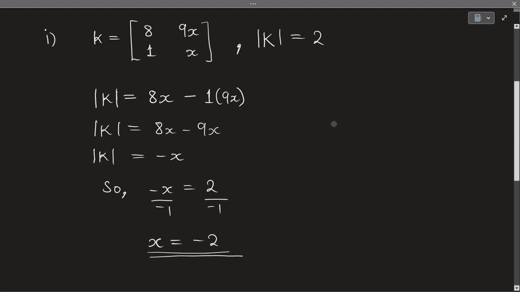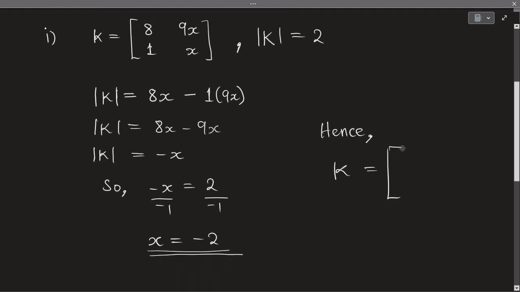Now, since we have x, we can easily write our matrix K. Our matrix K is going to be 8, 9 multiplied by negative, and we'll have a 1 here and a negative 2. This here is our value of K, the matrix.